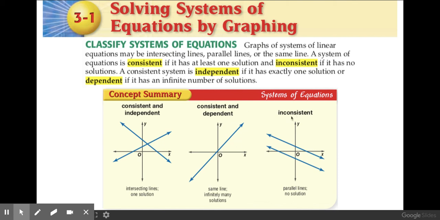And then the third scenario is if it's inconsistent. Inconsistent means the two lines are parallel and never cross. And if two lines are parallel and never cross, they have no solution, because a solution occurs where the two lines intersect or touch. And these two lines never intersect, never touch, therefore have no solution. So again, consistent and independent, one solution. Consistent and dependent, infinitely many solutions because they're the same line. And inconsistent is no solutions because they don't ever touch because they're parallel.